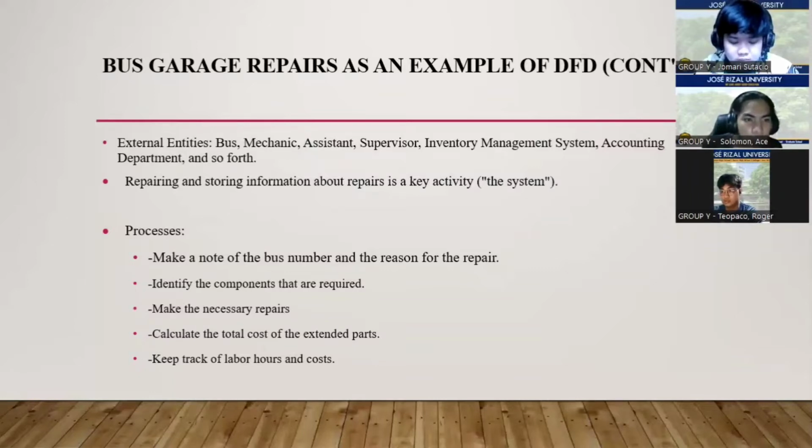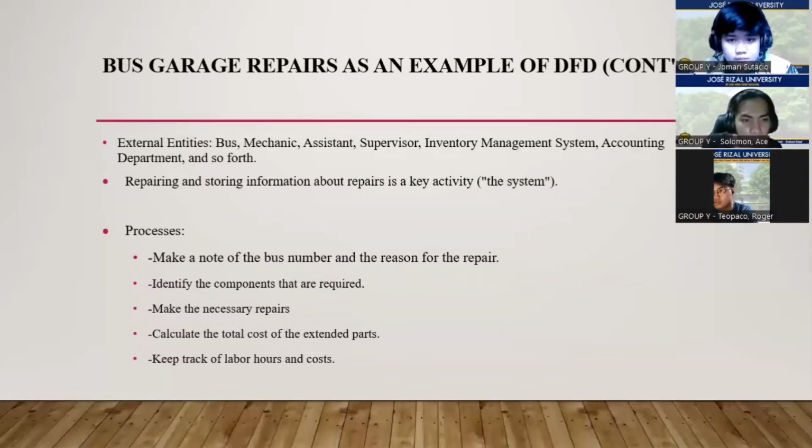Then the fourth one is the external entities, which are the bus, mechanic, assistant, supervisor, inventory management system, accounting department, and so forth. The fifth one is repairing and storing information about repairs, which is a key activity of the system.